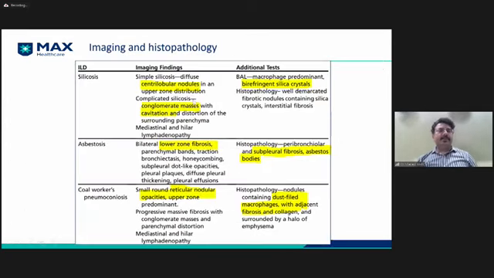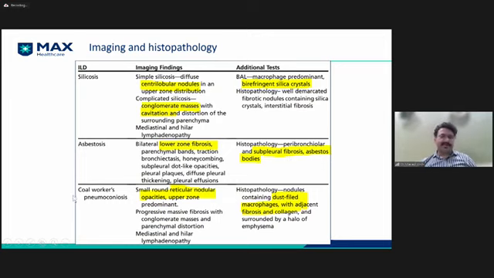If you come to silicosis, the typical pattern in imaging is centrilobular nodules, more importantly in the upper zone, and BAL will have birefringent silica crystals. On histopathology, there will be fibrotic nodules containing silica crystals, and then there is interstitial fibrosis. As far as asbestosis is concerned, most commonly it is bilateral lower zone fibrosis. There are patchy or subpleural patches, and there is pleural thickening because of asbestosis. Histopathologically, there is peribronchial and subpleural fibrosis, and asbestos bodies are demonstrated in the histopathological samples.